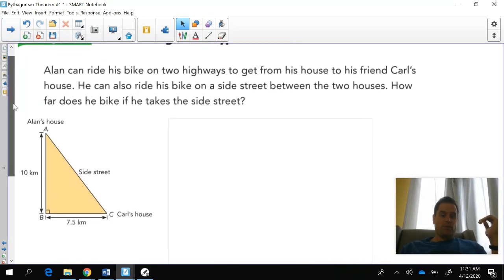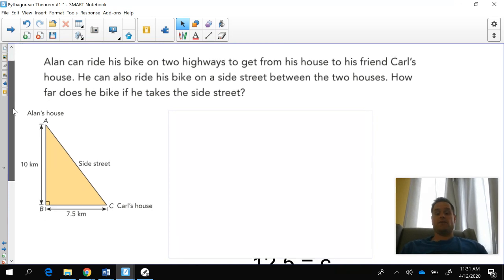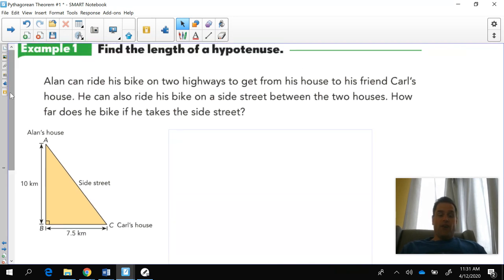So Alan can ride his bike on 2 highways to get from his house to his friend Carl's house. He can also ride his bike on a side street between the 2 houses. How far does he bike if he takes the side street? So take a look here.